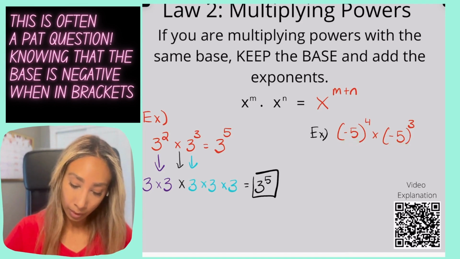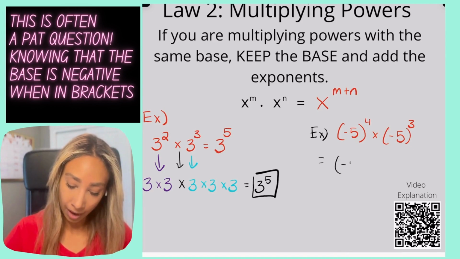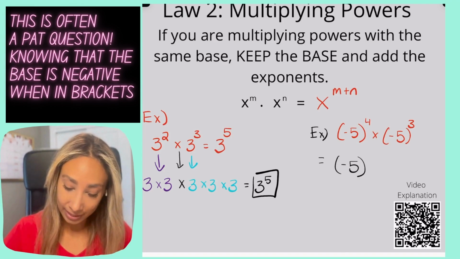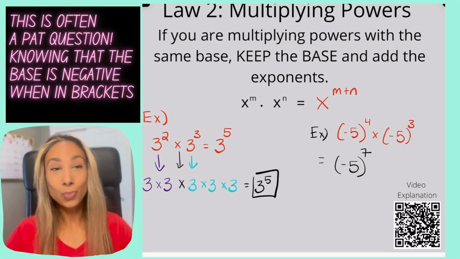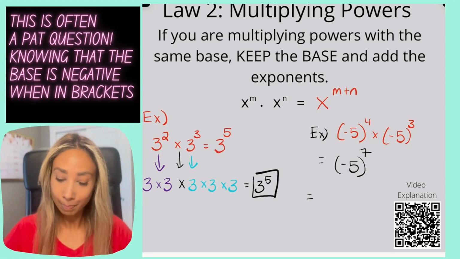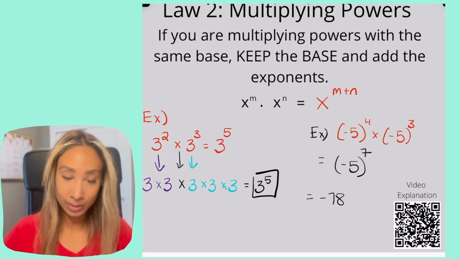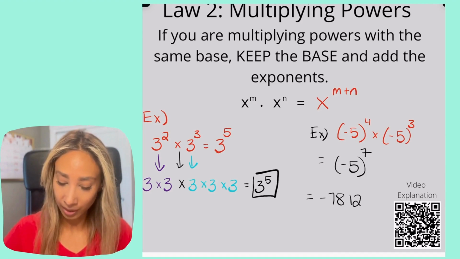So that's going to equal -5. We're going to keep that base the same, add those exponents, and that's going to give us 7. And if you wanted to, you could give the expanded form. It's not asking for it here, but I'll tell you what it is anyway. 78,125.